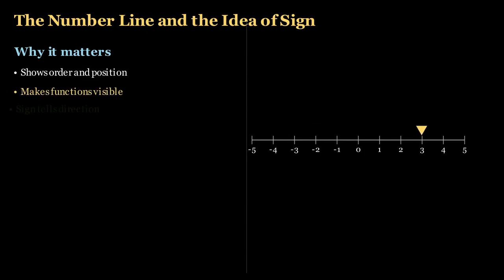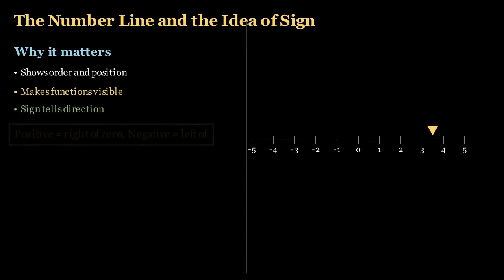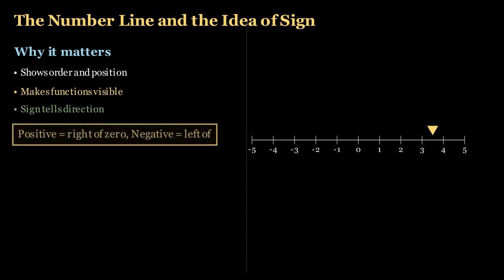The line also gives every number a sign, a label that tells you which side of 0 it's on. Positive numbers are to the right, negative to the left. This sign is like a compass direction, it tells you whether you're moving forward or backward from 0. Without the number line, sign is just a symbol. With it, sign becomes a place you can point to.